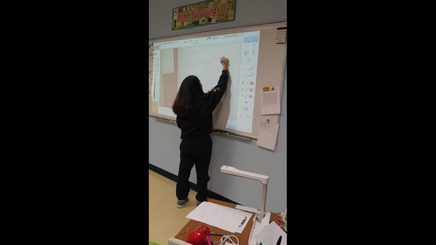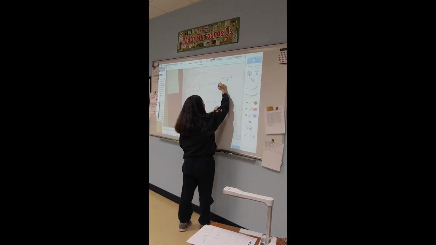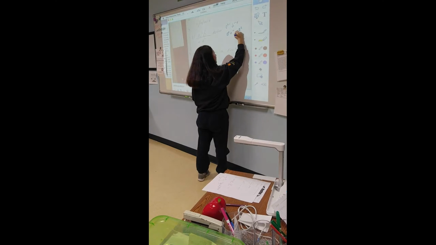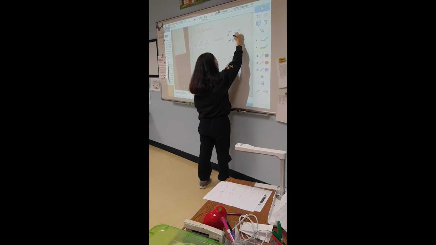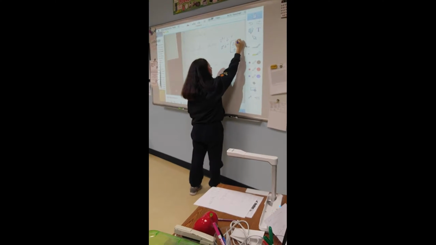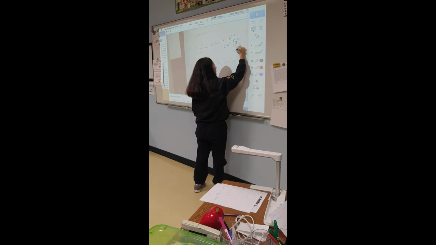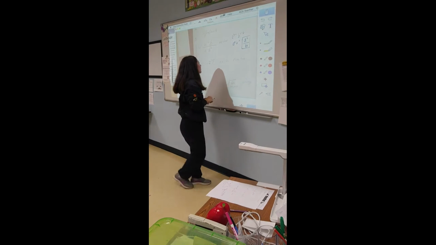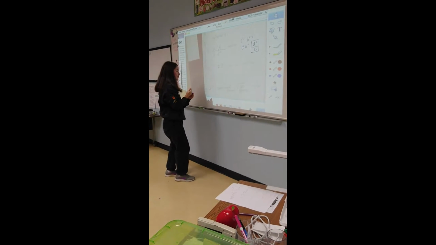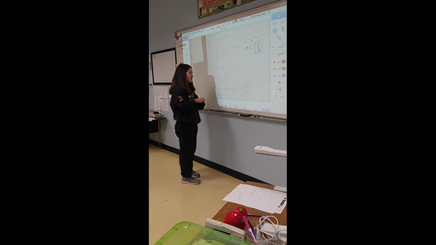We have been working on review of reducing fractions with exponents, as well as finding and approximating square roots and the Pythagorean theorem. So Grace is working the first problem, and the rule is, Grace, what do you do when you divide with the exponents? You subtract exponents.